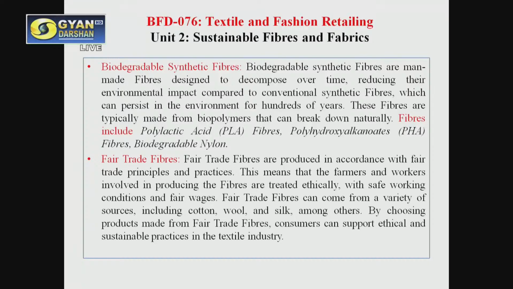So fair trade fibers can come from a variety of sources including cotton, wool and silk, among others. By choosing products made from fair trade fibers, consumers can support ethical and sustainable practices in the textile industry. So this is basically about the working environment, how production is done, and how the worker or the farmer is treated. That also should be considered, and it also comes under the sustainable method of producing any fibers or fabric.